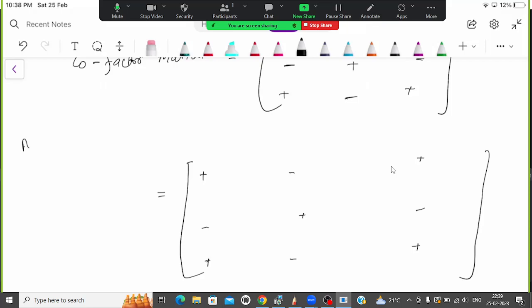Suppose I am writing here the matrix A, which is given as 1 3 4, 2 1 2, 1 minus 1 3. So this matrix is given. Now we are calculating the cofactor matrix from this matrix. Okay, so how do you calculate?